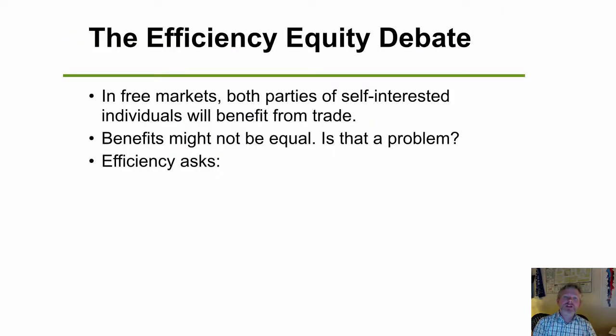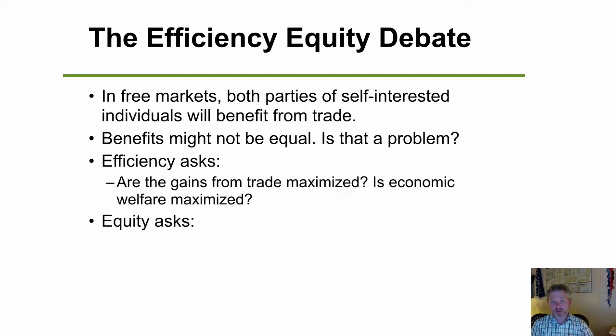So efficiency, we said that was an efficient outcome, meaning there was no surplus left to be allocated. There was no exchange that could happen that would give more producer surplus or consumer surplus. That's efficiency. Pareto efficiency means that no one can be made better off without making someone worse off. The gains from trade are maximized. Economic welfare is maximized. That's what efficiency cares about.